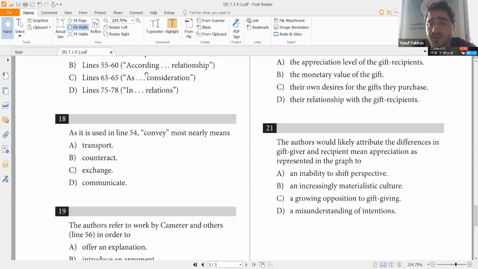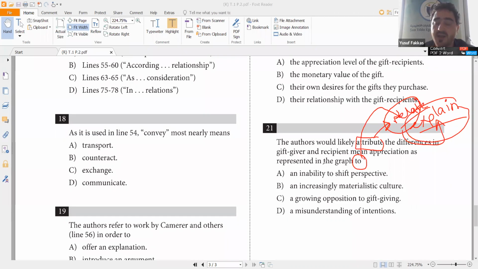21. The authors would likely attribute the differences. So they will say that attribute, it means relate or explain. Or attach, whatever you want. Like they will explain the differences in gift givers and recipients mean appreciation as presented in the graph to what? They will relate it to what? They will explain it using what? And we already mentioned that in the passage, and it's twice mentioned that it's because people cannot shift perspectives when they are givers and then when they are recipients. Okay, so the answer is A.